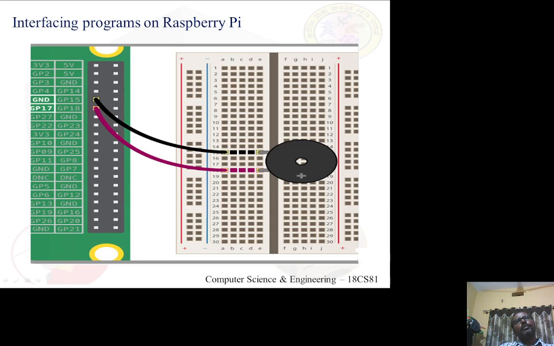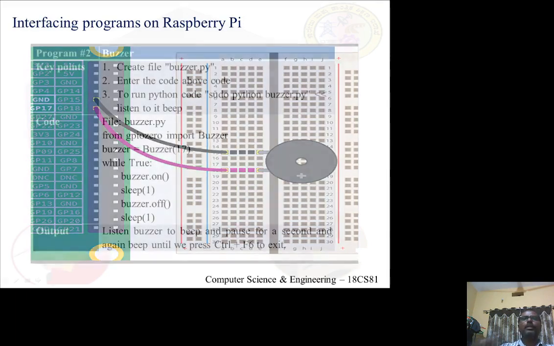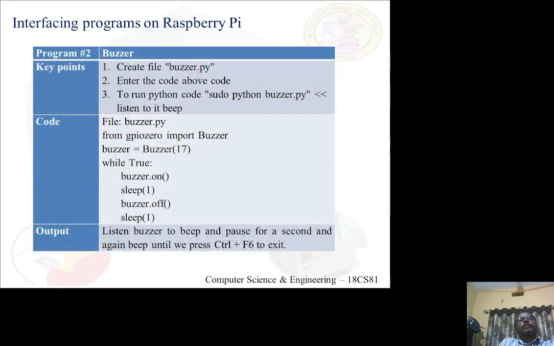So this pin, GPIO 17 of the Raspberry Pi computer, should be configured as an output pin. Once a high value is sent, the buzzer beeps. Once a low value is sent, the buzzer doesn't beep. Let us have a look at the code. See here.